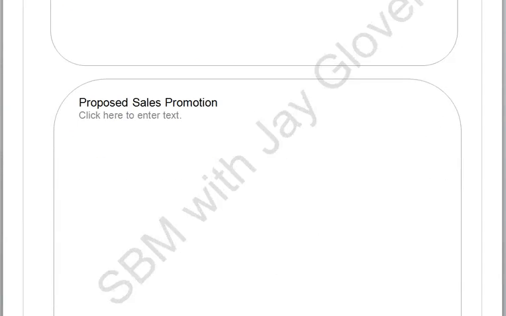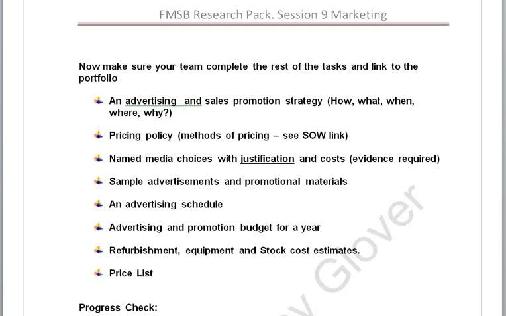Going down, sales promotion, it's really important, and hopefully you know the difference between sales promotion and advertising. These are special discount offers, for example, to your first 20 customers. Finally, at the end, there's a progress check so that you can see that you've completed all the tasks that you need to, and make sure that somebody in the team is responsible for each.